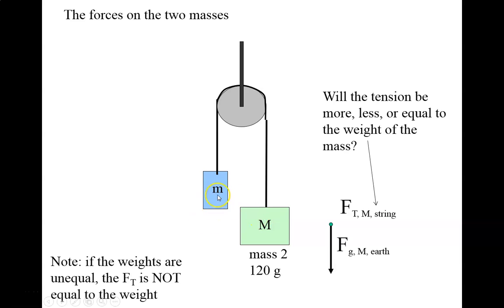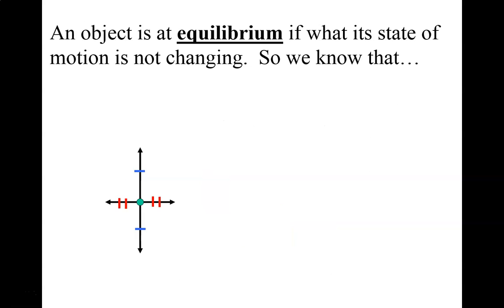So let's say we had two masses and they were attached by a string over a pulley. We had a smaller mass, little m, and a bigger mass, capital M, and I released the masses. The big one's going to fall down, the little one's going to go up. If I were to put a force diagram for the big mass, and I were to draw the force of tension, would I make it bigger or smaller than the force of gravity acting on the mass? Well, I should make it smaller because it's going down.